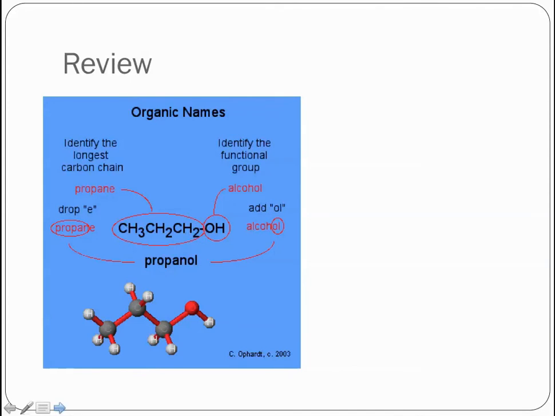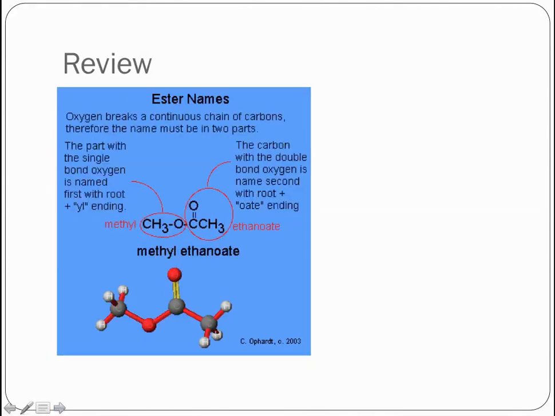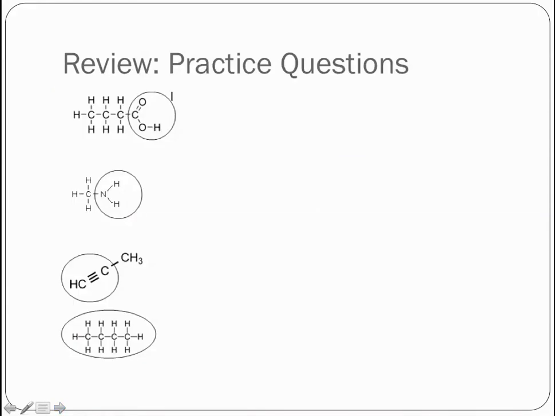All right, so let's do a quick review. Again, one of the main things that we're looking for is the functional groups. Alcohols are common, so OH, we count the number of carbons, 1, 2, 3. This is a propane. We drop the E, put propanol. So this is 1, 2, 3 carbons with the OH group on there. Don't need to know esters for this class, so let's do some practice.